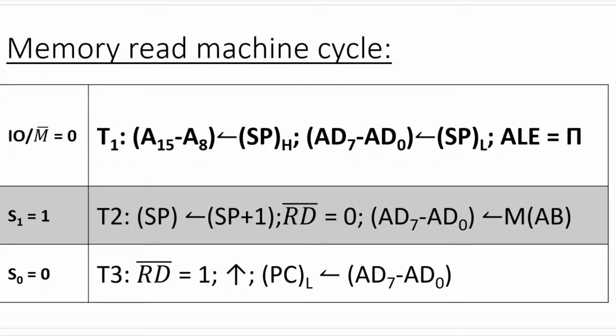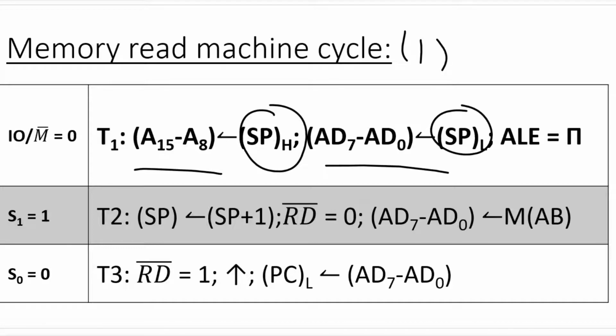In memory read machine cycle number 1 of this instruction, the stack pointer is loaded onto the address bus. SP is incremented here, fine, and whatever was on the data bus is loaded as the least significant bit of the program counter, fine.